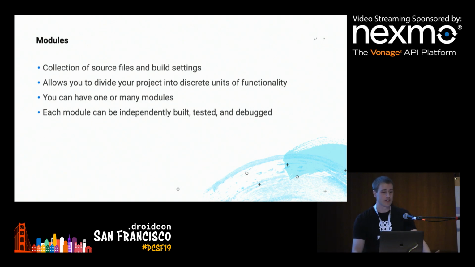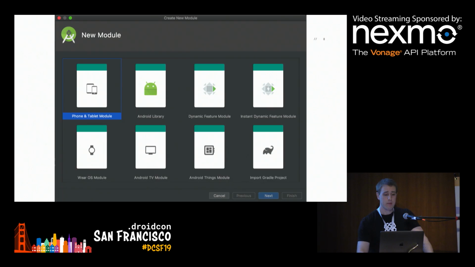And so modules are collections of your source files, your build settings, your Android manifest, if you're using an Android module. It allows you to divide your project into these discrete units of functionality. And now that we're moving to Kotlin, we've got internal as opposed to package private, so it allows you to do better encapsulation as well. Your app could be single module, but we've planned and thought of using many modules for a lot of the benefits we'll go over later today. Again, each one of these modules can be independently built and tested and debugged all through the Gradle tool line.